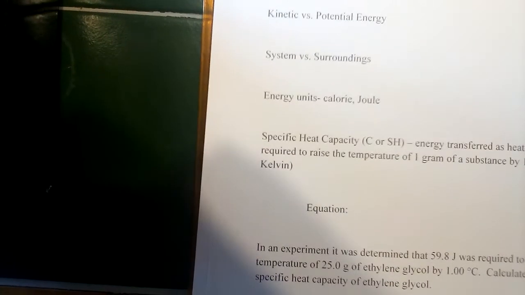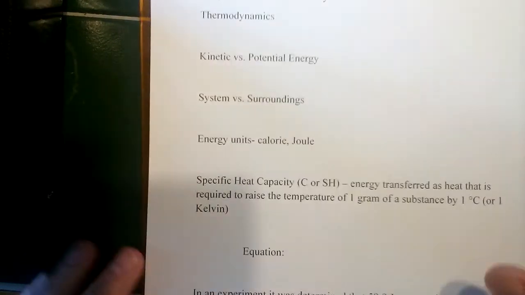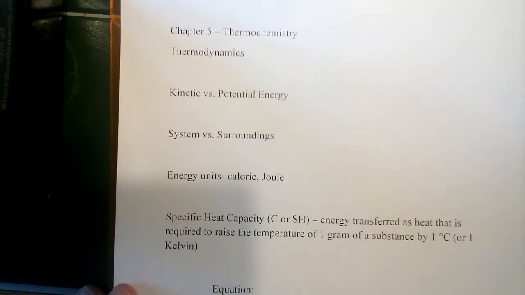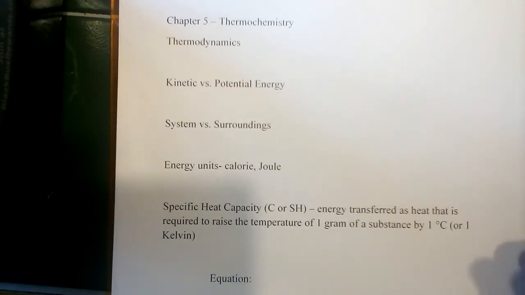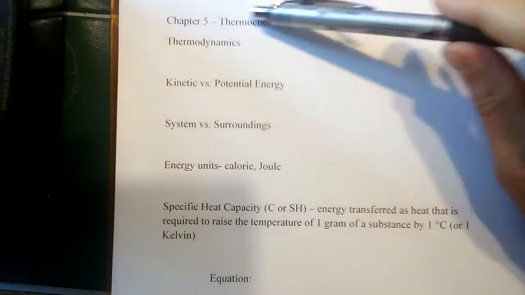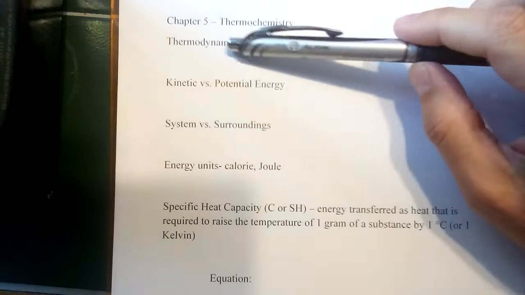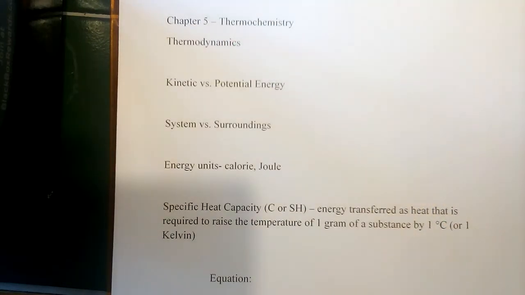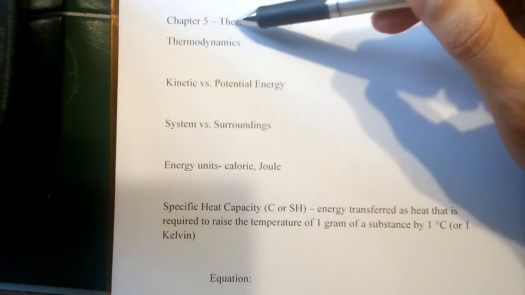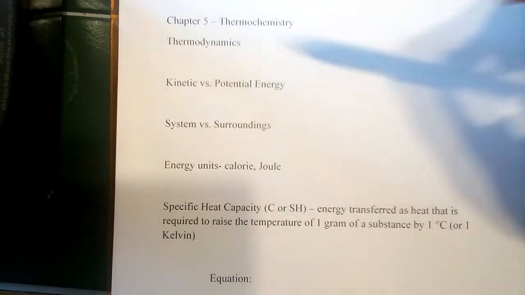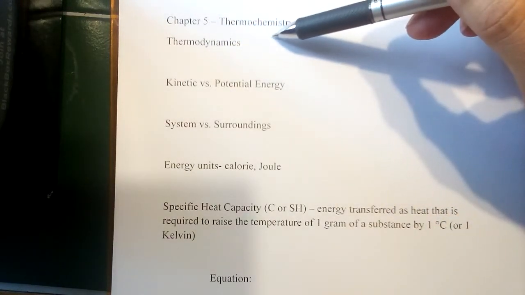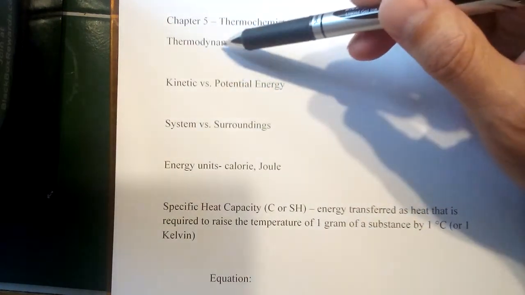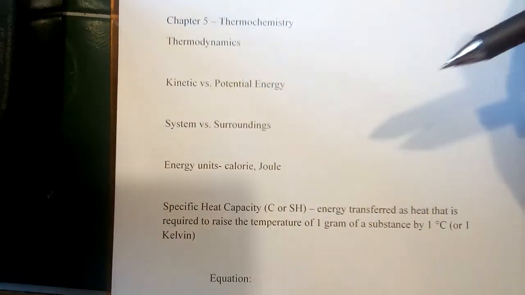All right, so moving on from chapter 4, we now want to take on chapter 5 in our textbook. And the primary topic of chapter 5 is thermochemistry, right? Or this could also be referred to as thermodynamics. So the root here, thermo, means heat, right? So this is the heat associated with chemistry, or the heat associated with a change.